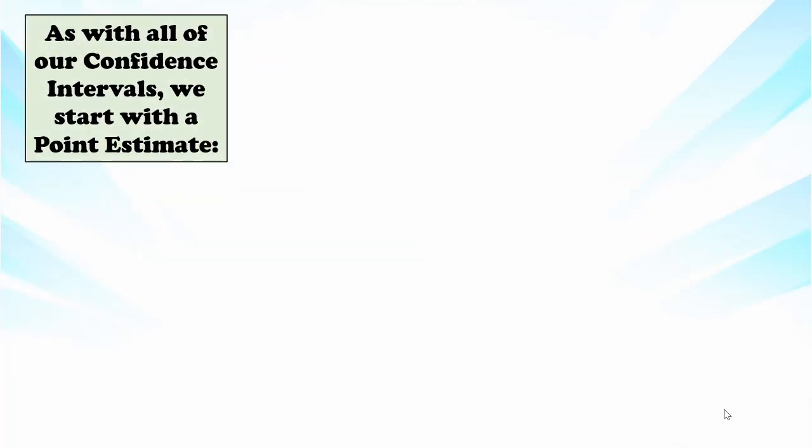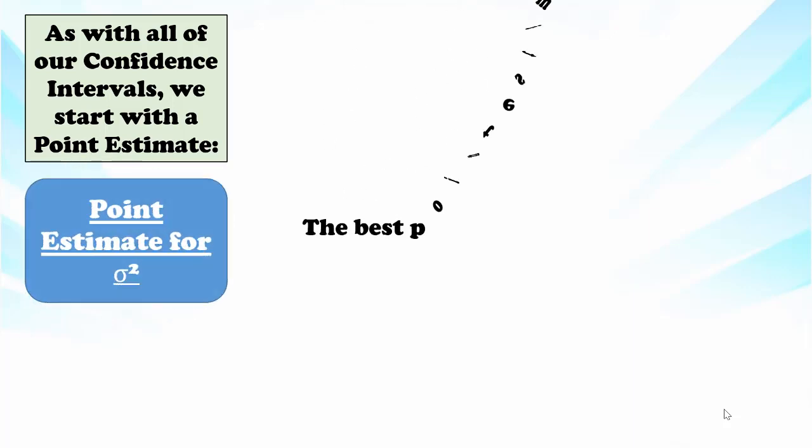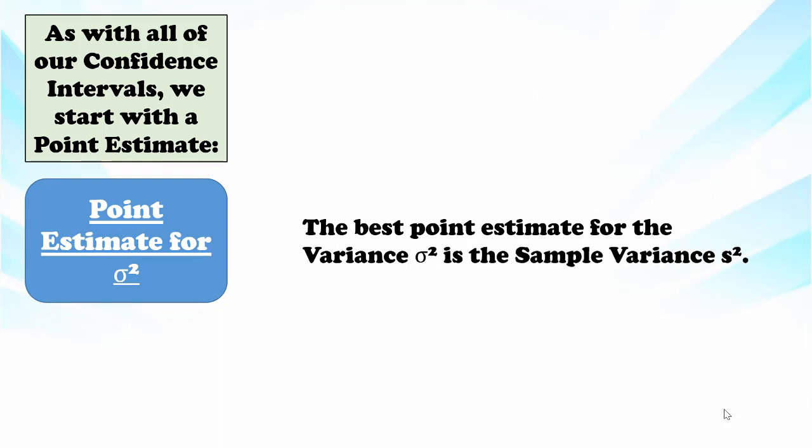Just like the other confidence intervals we've talked about, we're going to start here with a point estimate. So when we're talking about the variance, sigma squared, the point estimate for sigma squared is the sample variance, s squared, right? So we saw that when we talked about the mean. We saw that when we talked about population proportions. The best way to find a point estimate for a population value is to look at the sample value. So that holds true here as well. When we're looking for the population variance sigma squared, the best point estimate is the sample variance s squared.